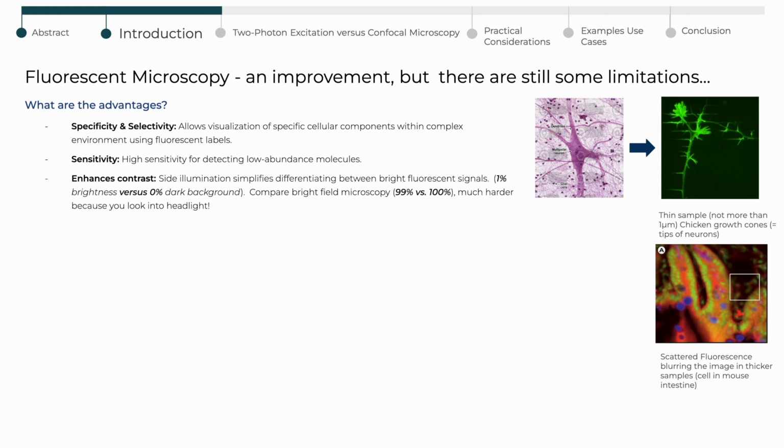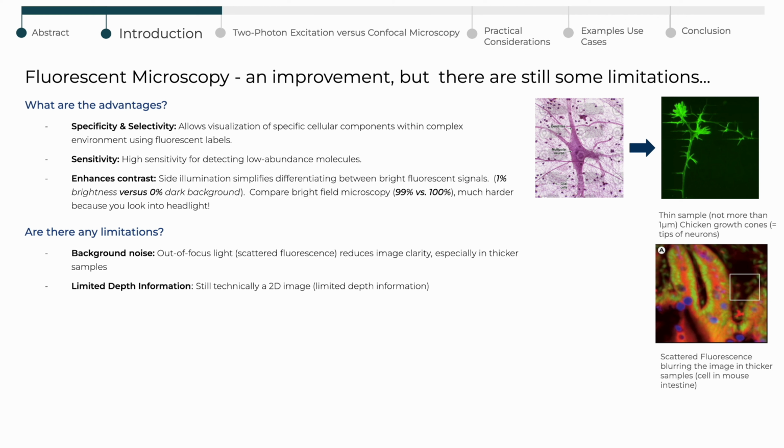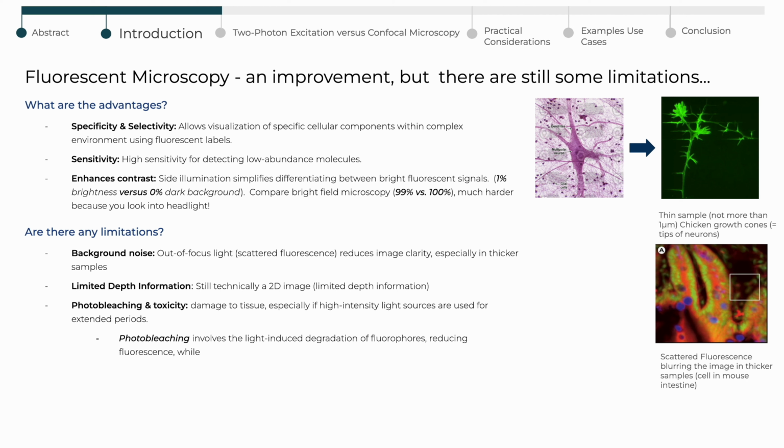Now let's talk about limitations. Well, first of all, we have an issue with background noise from out of focus light or scattered fluorescence, which reduces the image clarity, especially in thicker samples. We still have limited depth information because it's still technically a 2D image. And then there's photobleaching and phototoxicity, which can cause damage to the tissue, especially if high-intensity light sources are used for extended periods. Photobleaching involves the light-induced degradation of fluorophores over time, which reduces fluorescence, while phototoxicity refers to the cell damage caused by intense light exposure, ultimately impacting cell health and experimental outcomes because it puts stress on the cell.